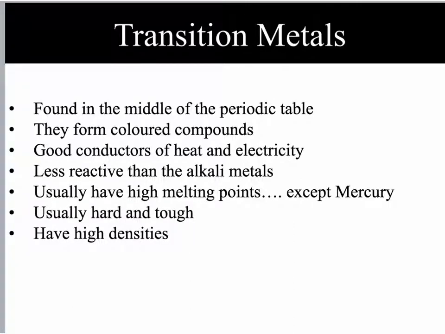So what are the transition metals? Well, unsurprisingly, they are all metals. They're found in the middle of the periodic table. They all form coloured compounds. They're all very good conductors of heat and electricity. They are all much less reactive than the alkali metals.